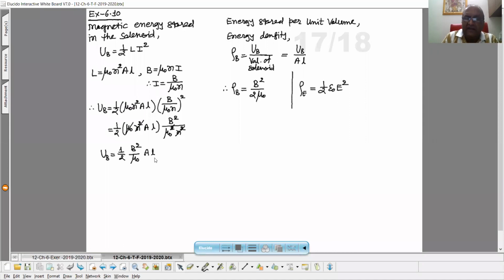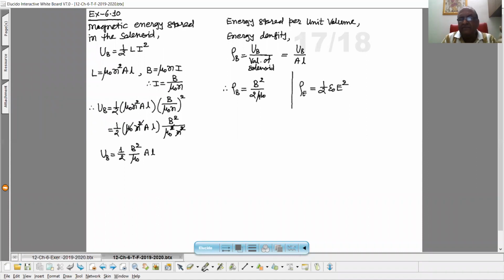So energy density in the solenoid, that is magnetic energy upon volume of the solenoid, that is UB upon AL. So we can write, if we take this AL on left hand side, then energy stored per unit volume, or we can say energy density of the solenoid, that is B square upon 2 mu 0. The same type of equation we derived for the energy stored in the capacitor per unit volume of it, and that is half epsilon 0 E square.